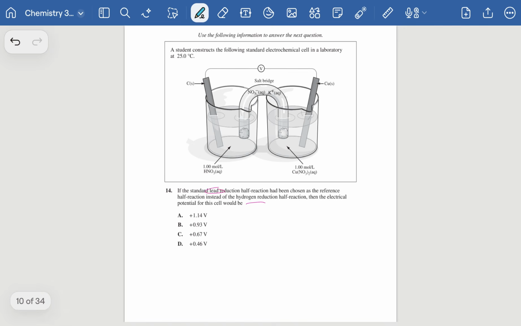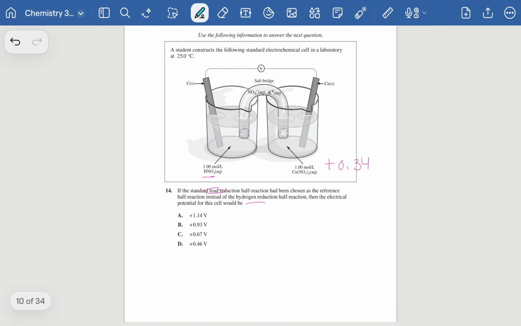What this part is, even if we change those values to make lead the reference half cell, so it just shifts the table, you still end up with the exact same cell potential. So we don't actually have to do that. What we can do is take a look at those half reactions. So we have the one with copper, and that is 0.34.